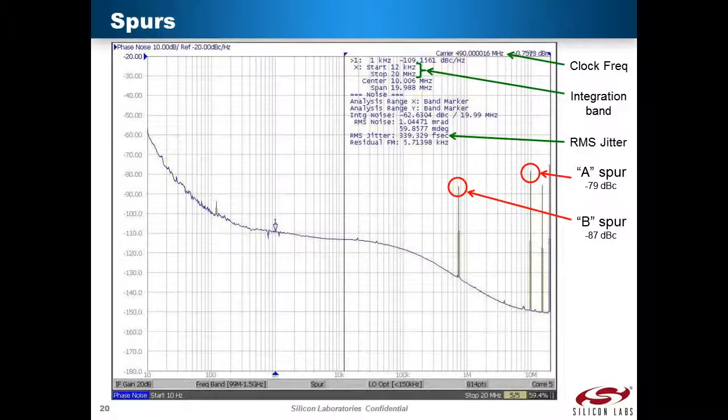Next, we'll determine the jitter contribution of the two marked spurs, the A spur at -79 dBc and the B spur at -87 dBc, and we'll see how they contribute to the overall RMS jitter of the measurement at 339.2 femtoseconds.